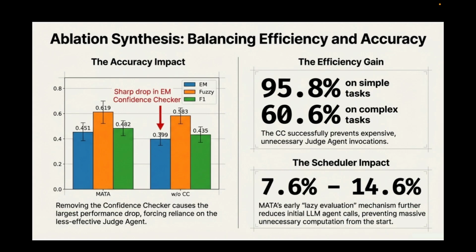The confidence checker reduces unnecessary judge agent calls by about 95.8% on simple tasks and 60.6% on complex tasks. The scheduler also reduces the number of initial LLM calls by around 7.6 to 14.6%. So this slide shows that smaller helper modules are not just extra decoration, they are meaningful components that improve both performance and practical efficiency.